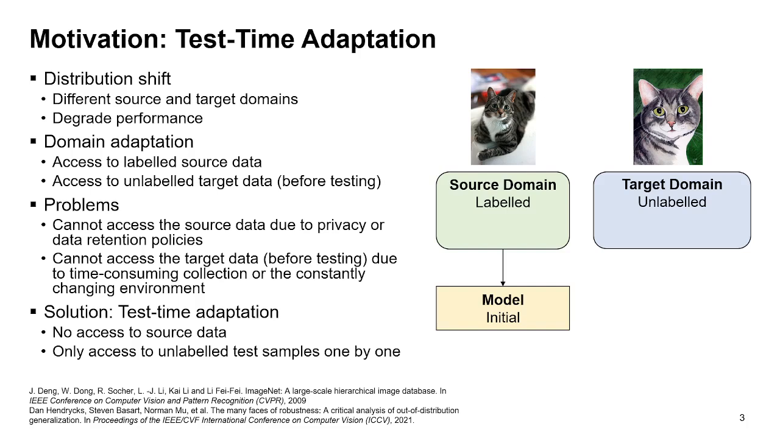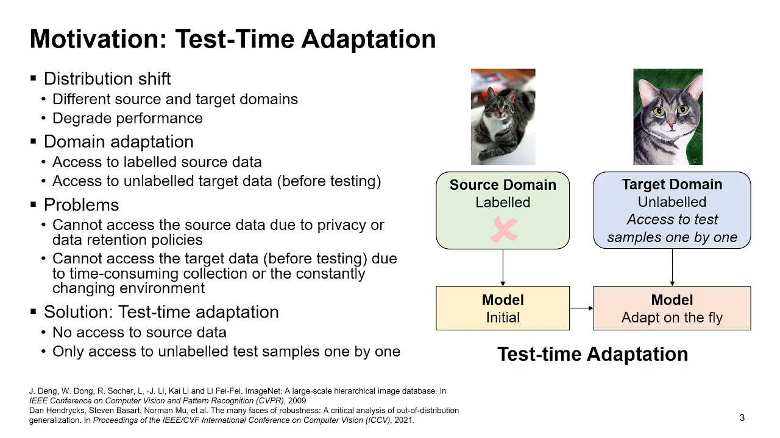The normal setting of unsupervised domain adaptation requires access to labeled source data and unlabeled target data before testing. However, we may not be able to access the source data due to privacy or data retention policies, and we may not be able to access the large amount of target data due to time-consuming data collection or constantly changing environments. Our solution is to use test time adaptation. It is more practical as we do not need to access the source data, and we only need to access the test samples one by one, which is the same as our real-world inference.